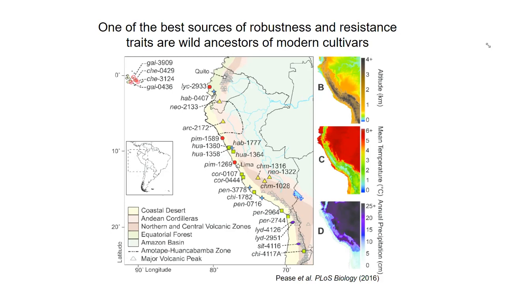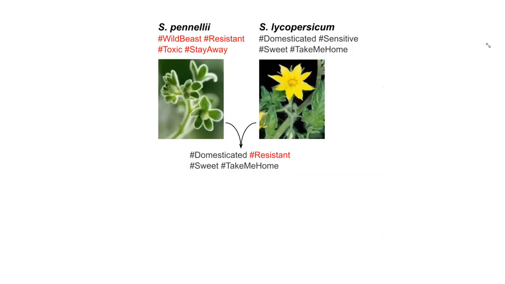And a kind of model wild species of tomato for robustness is Solanum pennellii, which can be described as kind of a wild beast. It's growing in the mountainous regions in Peru. It can resist, is very robust towards adverse environmental conditions, and is sequenced. So it represents a very attractive donor of genes that can be responsible for robustness traits.